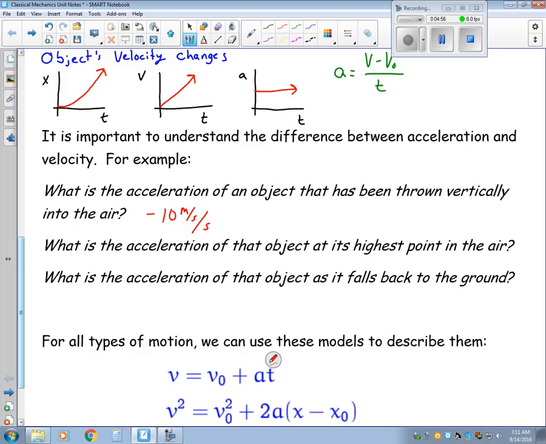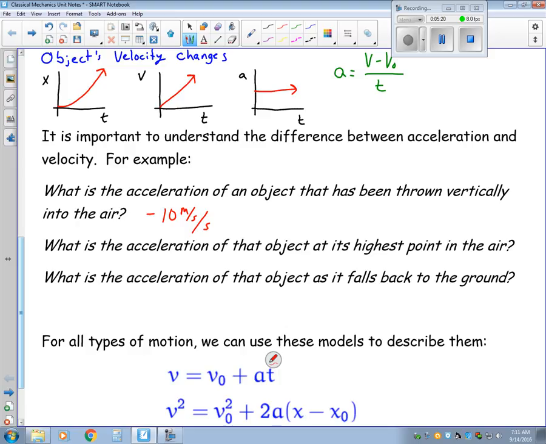So if you throw something, let's say you give something a velocity of 20 meters per second. Once you've thrown it into the air, after 1 second, its speed has dropped to 10 meters per second. After 2 seconds, its velocity has dropped to 0 meters per second. So that's how it's slowing down, by 10 meters per second every second.